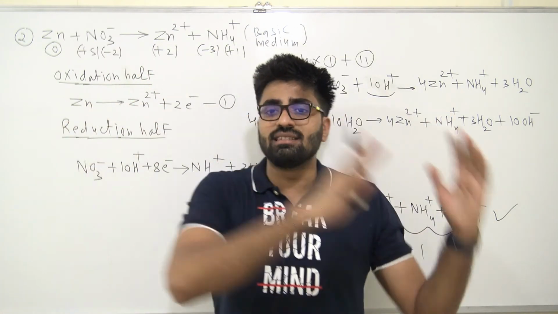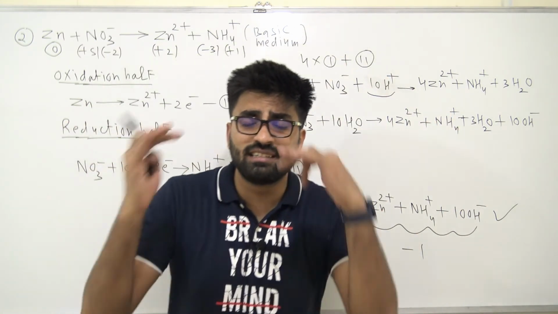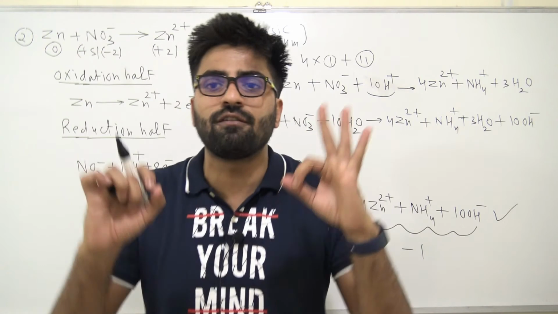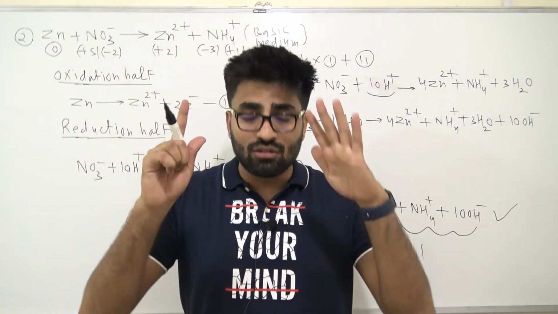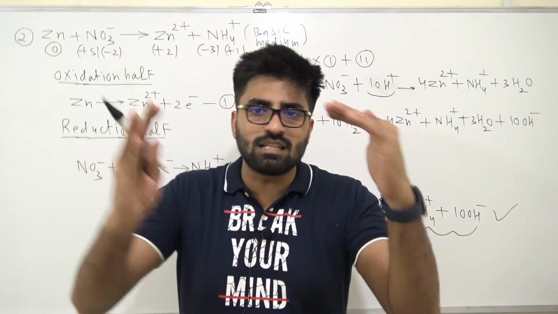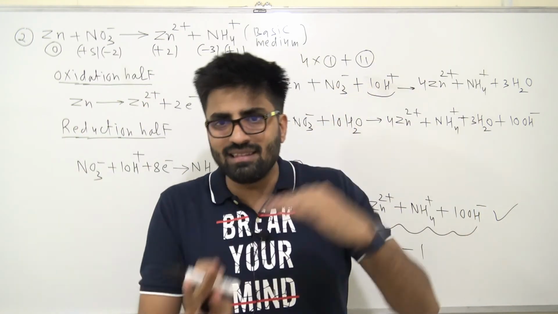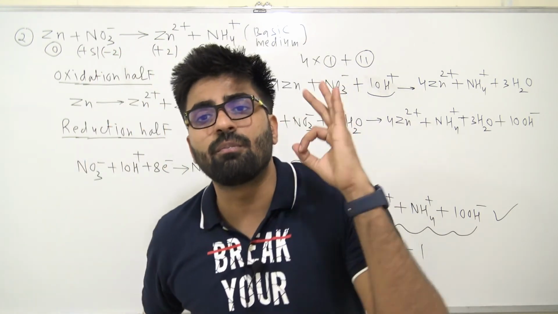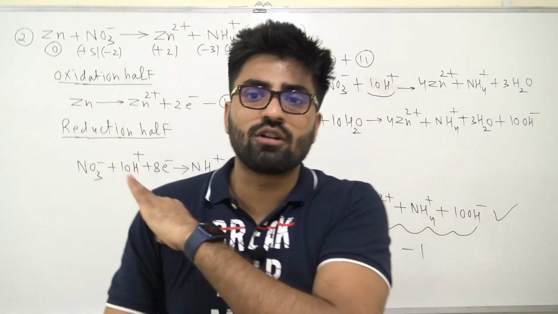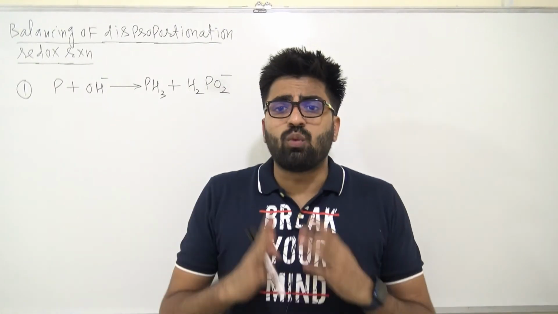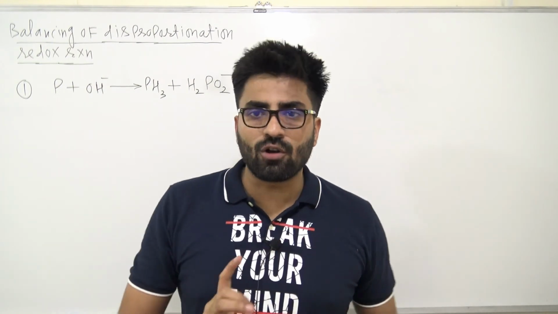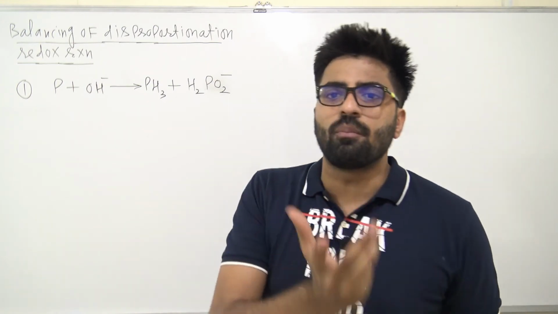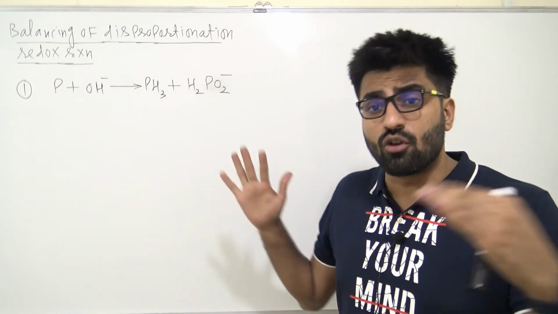So we have discussed balancing in acidic, we have discussed balancing in basic. There is another type of balancing that they target in competitive exams, that is balancing of disproportionation redox reaction. That would be my last topic, and then this must-do topic series, that is balancing, will be done for you. Now guys, what do we understand by disproportionation redox reaction, and how are we going to balance it? This is one of the difficult topics for students and a hottest topic in competitive exams.